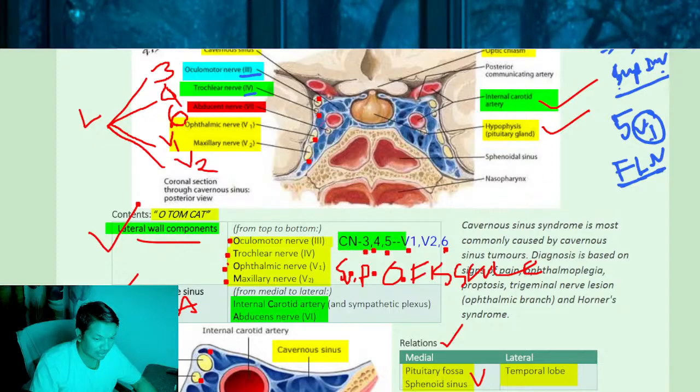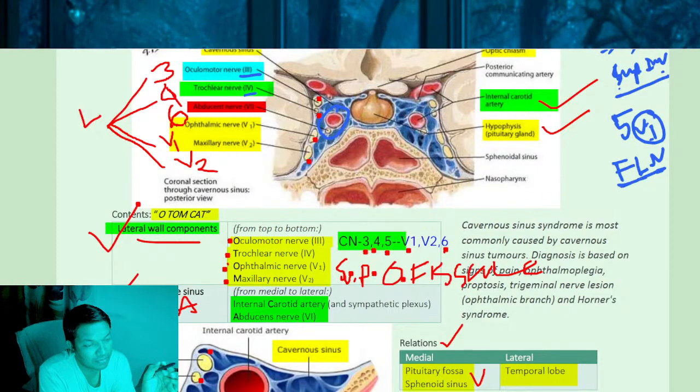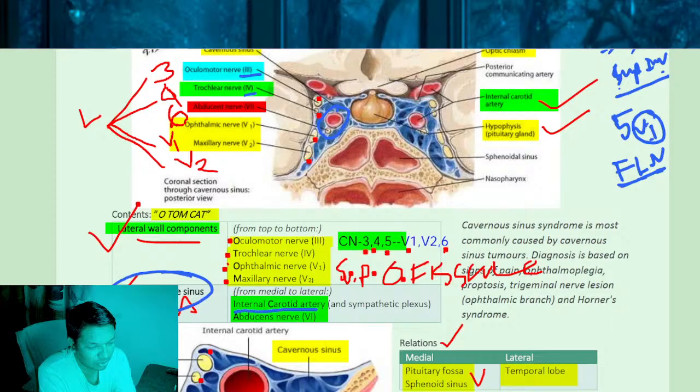These are all actually the content of the sinus, but sometimes in a question they consider only these two as the content, which remain in the medial wall. So for the medial wall, mainly the content of the sinus is only two things: the internal carotid artery and the abducens, the sixth nerve.